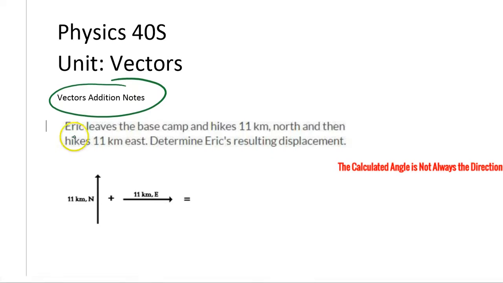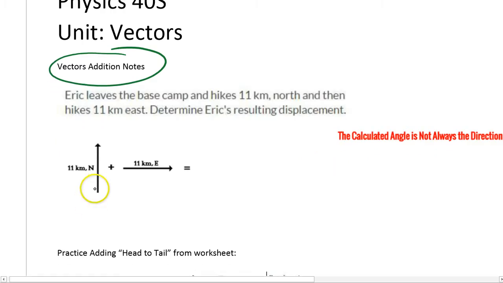The first question says, Eric leaves the base camp and hikes 11 kilometers north, and then hikes 11 kilometers east. Determine Eric's resulting displacement. So essentially, we just have to add together this first vector of 11 kilometers north plus the second vector of 11 kilometers east. When we add them together, we're going to use that tip or head to tail method.